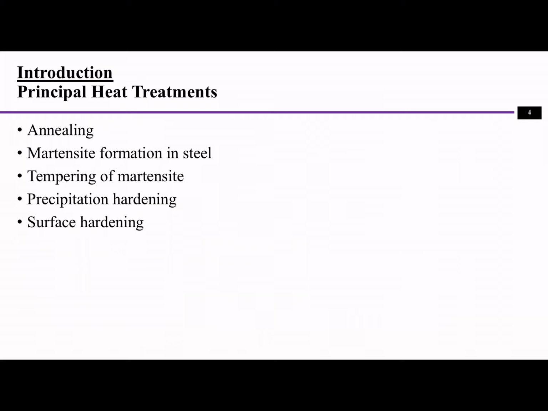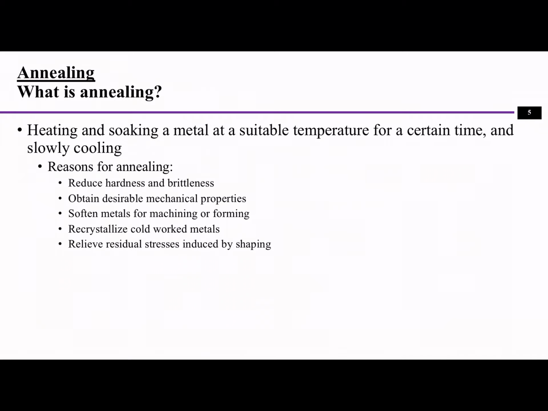These are some of the main heat treatment methods. They include annealing, martensite formation in steel, tempering of martensite, precipitation hardening, and also surface hardening. Now we're going to look at them one by one.